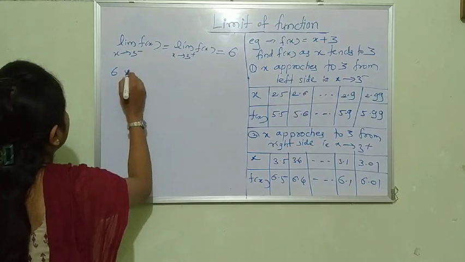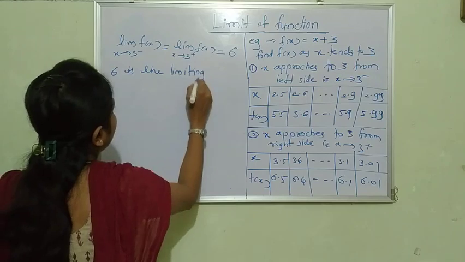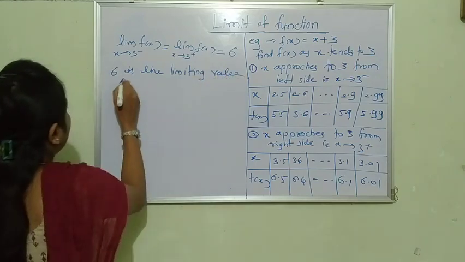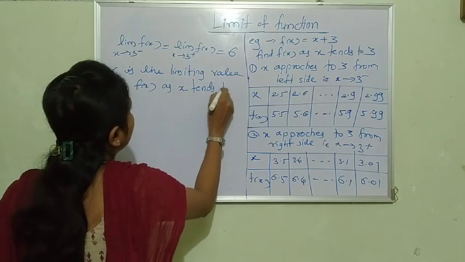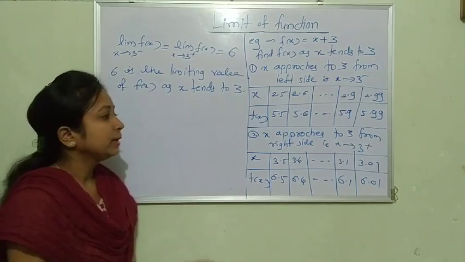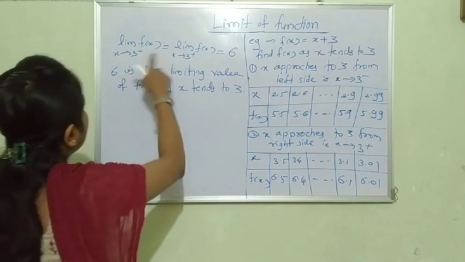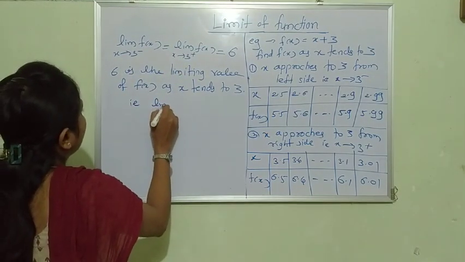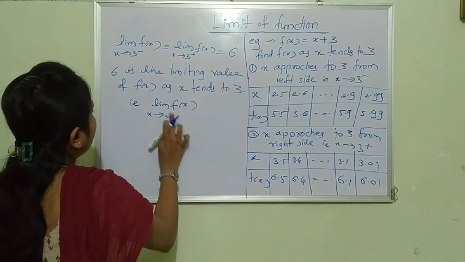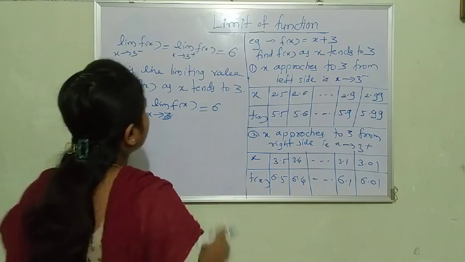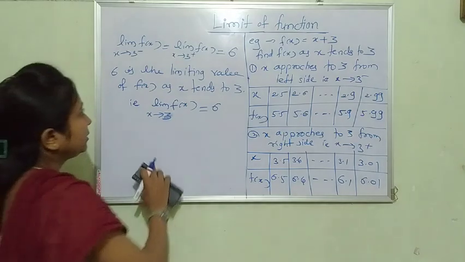Therefore, we can write that 6 is the limiting value of f of x as x tends to which number? It is 3. That is, 6 is the limiting value of f of x as x tends to 3, from the left side as well as from the right side. In general, we can write the limit of f of x as x tends to 3 equals 6. Now, let us go to the definition.